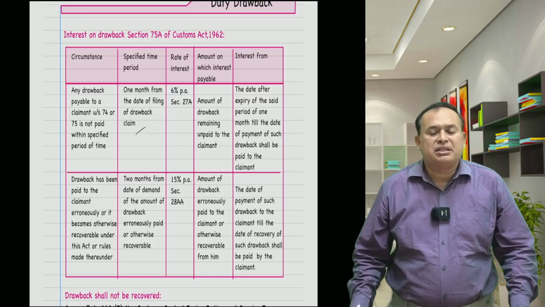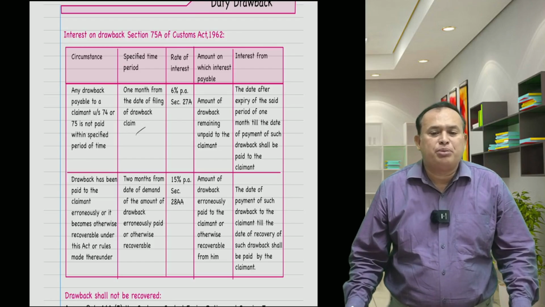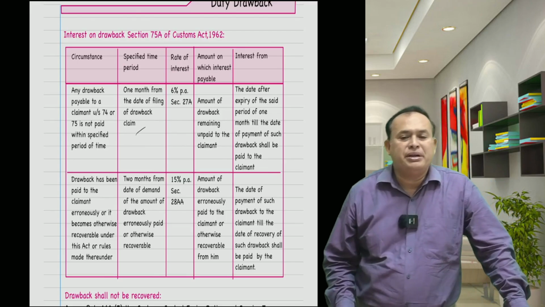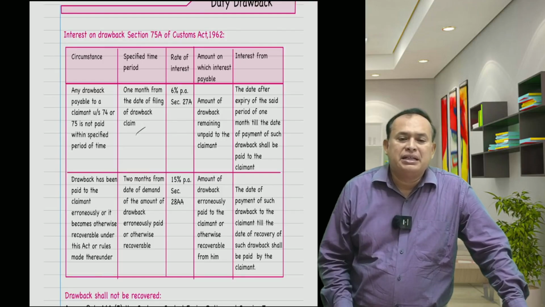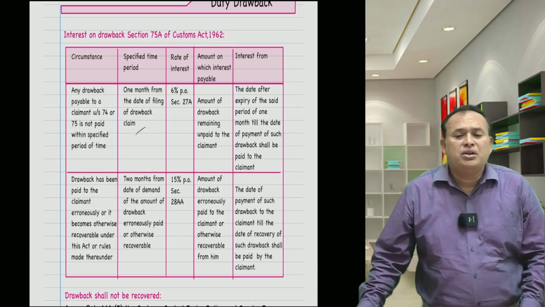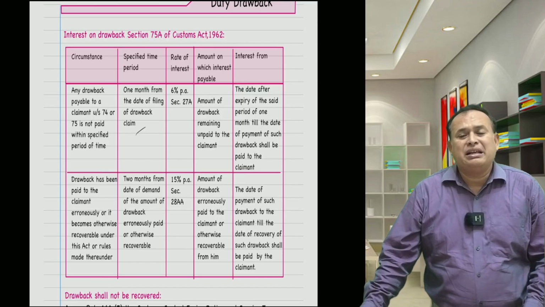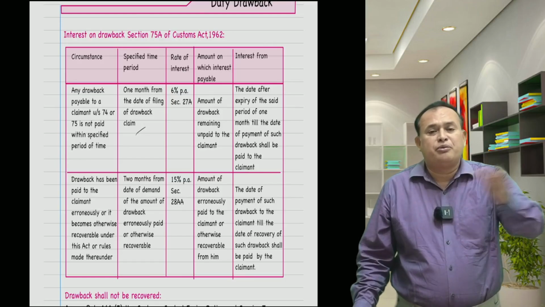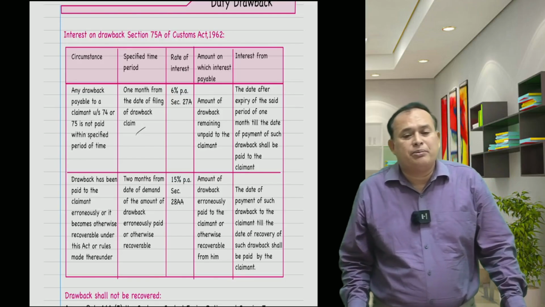Otherwise, interest at the rate of 6% per annum. Amount on which interest is payable: the amount of duty drawback remaining unpaid to the claimant. Interest from the date after the expiry of the said period of 1 month till the date of payment of such drawback will be paid to the claimant along with the interest. After expiry of 1 month till the date of payment, 6% interest per annum.